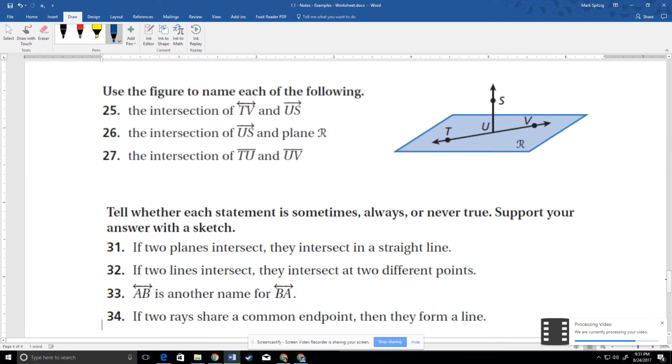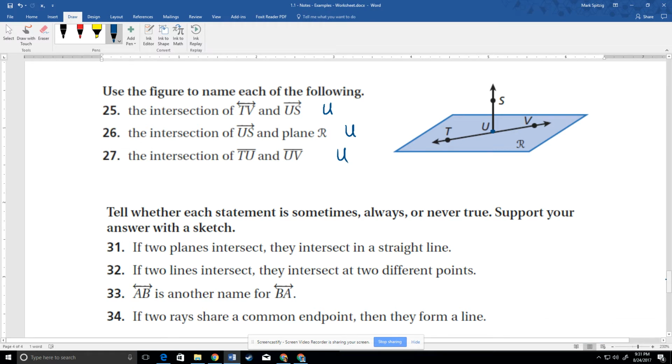All right, so let's name the intersection of TV and US. Well, TV and US intersect only at this one point here. So that would be point U. The intersection of ray US, which is here, and plane R. Well, it only intersects in one spot, and that's also point U. And then the intersection of segment TU and segment UV, there's only one place where they overlap, and again, that's point U. All right, cool.